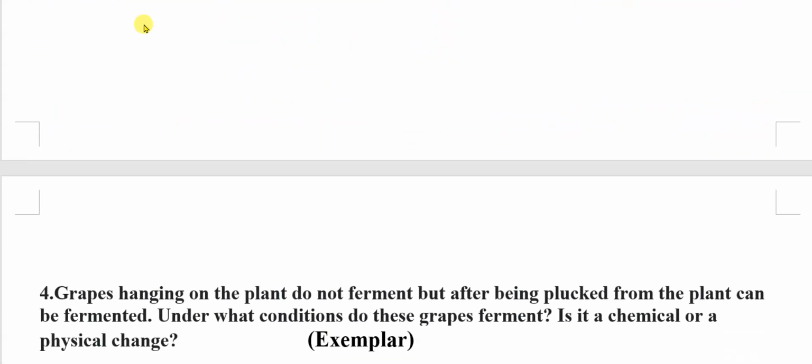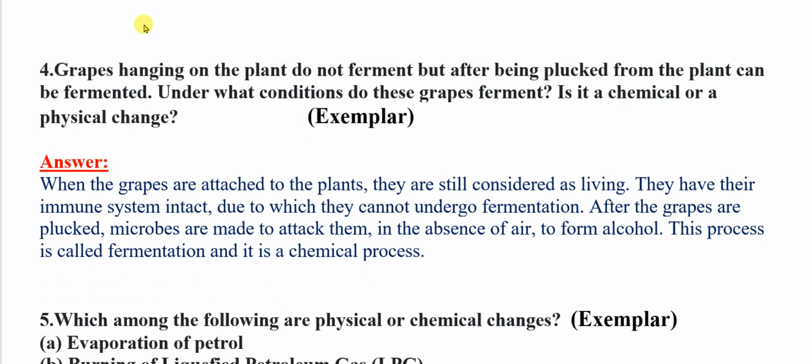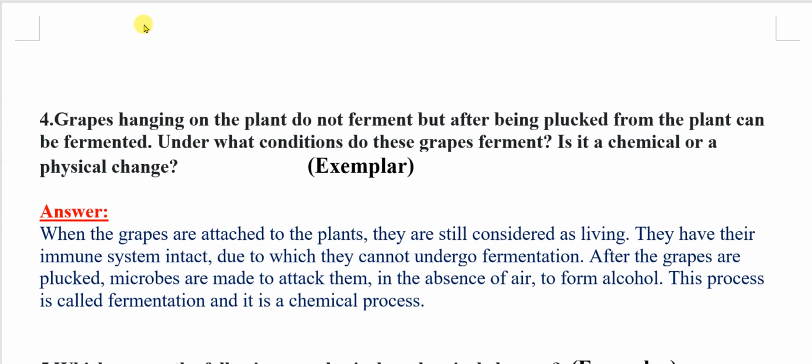Let's go to the next question. Grapes hanging on the plants do not ferment, but after being plucked from the plant they can be fermented. Under what conditions do these grapes ferment? Is it a chemical or physical change? As long as grapes are with the plant, they won't ferment because they are protected by the immunity of the plant. Once plucked from the plant, the grapes are exposed to the air, which contains so many microorganisms and moisture also.